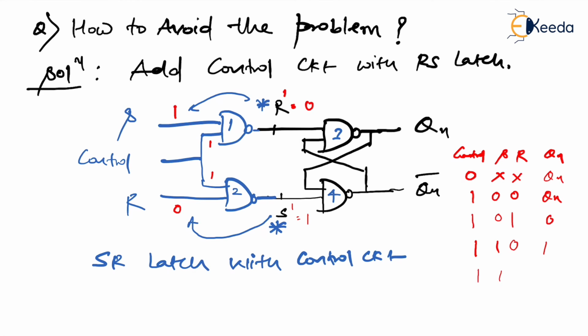Let us see the last condition. When all of the inputs are made 1, let us see what happens. So let us assume control equal to 1, S equal to 1, R equal to 1. When both the inputs of the NAND gate equal 1, output is 0. So R dash becomes 0, as well as S dash also becomes 0, because both the inputs of the second NAND gate are also equal to 1, 1, and therefore S dash is equal to 0. If you remember, when R dash equal to 0, S dash equal to 0, that is what we called the undesirable condition, because it causes Qn as well as Qn bar to become 1. So this is the condition that we avoid now.